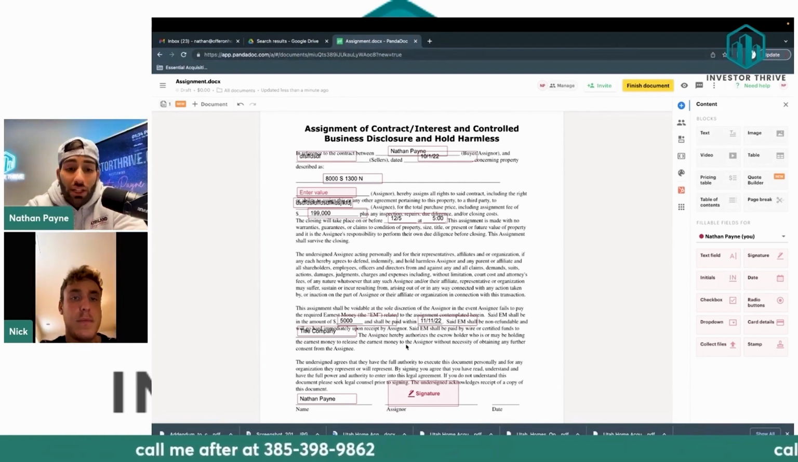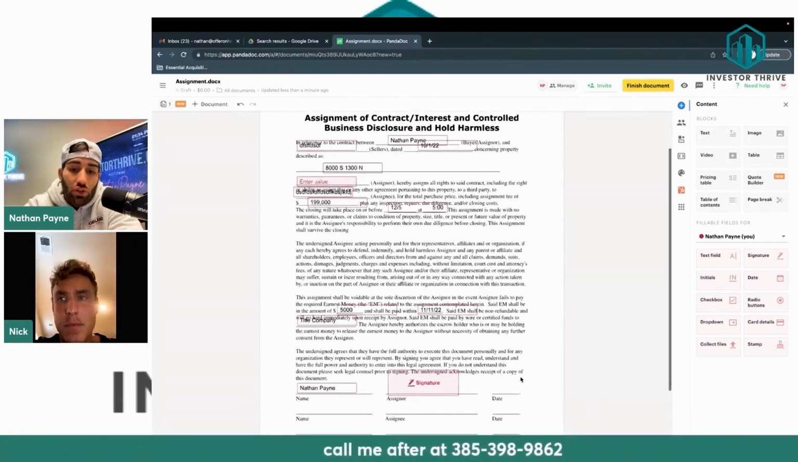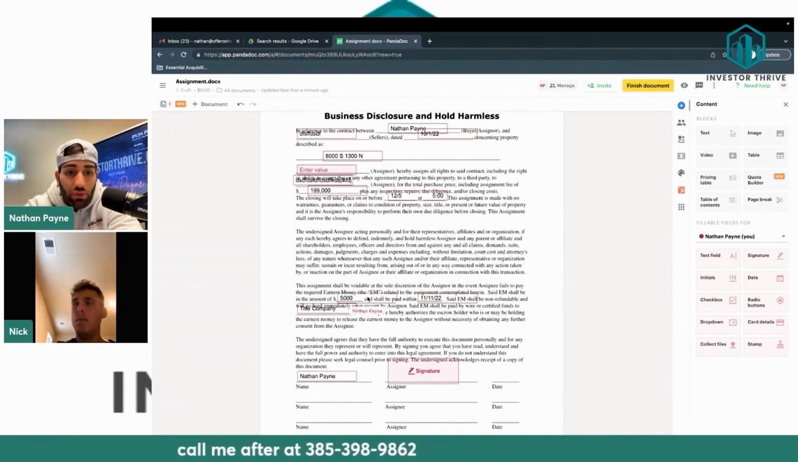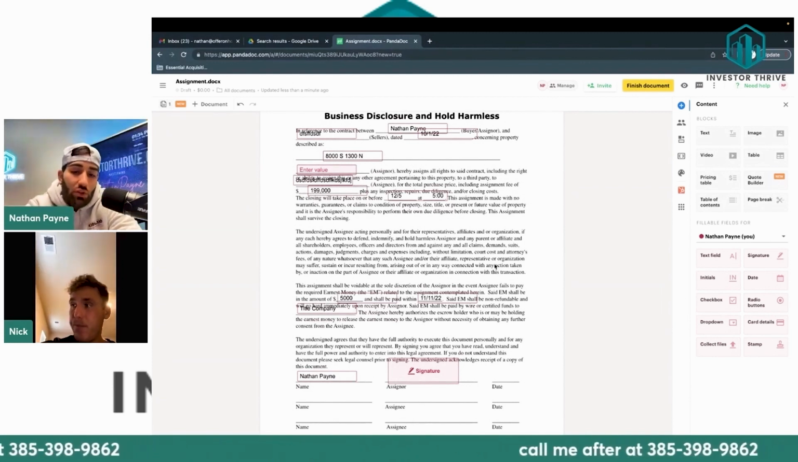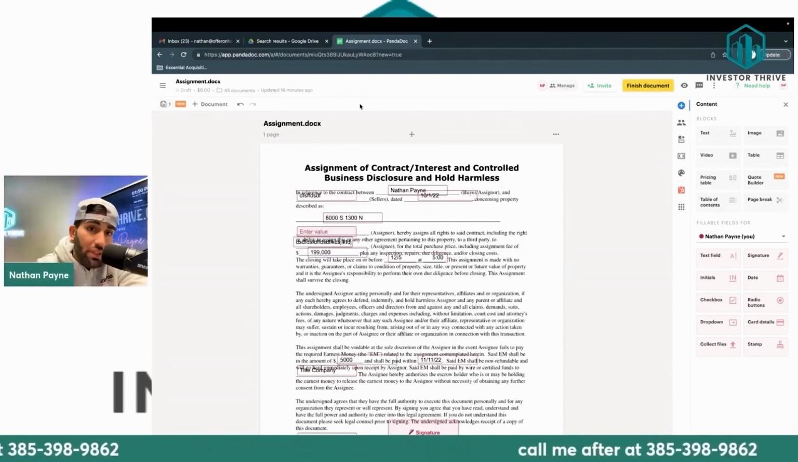You know, guys, if you get to the point where you get a house under contract and you need to sign it over, I just gave you the juice. It's super simple. You just put all this information in. You have them sign this, and then you send it to the title company or the attorney that you're working with. Super simple. Nothing crazy. That's how you send an assignment.